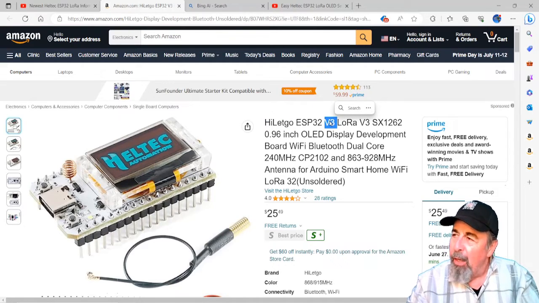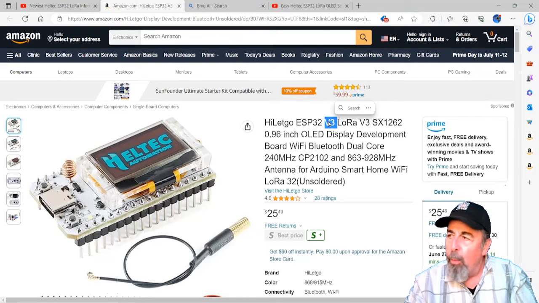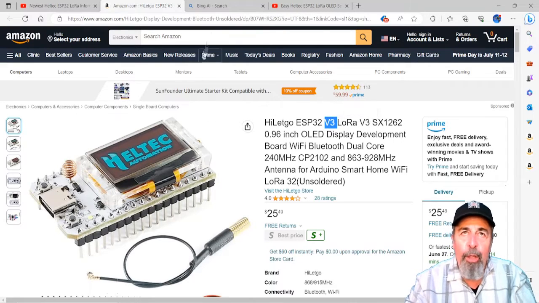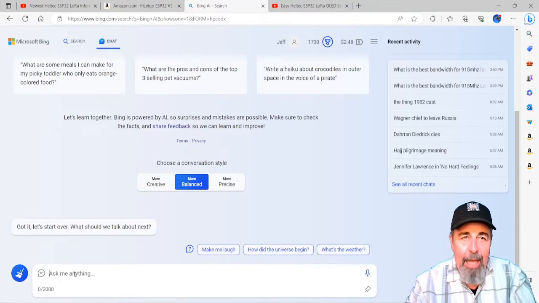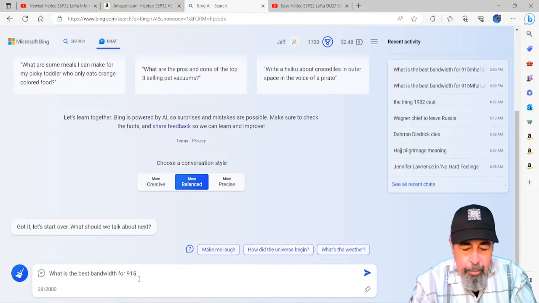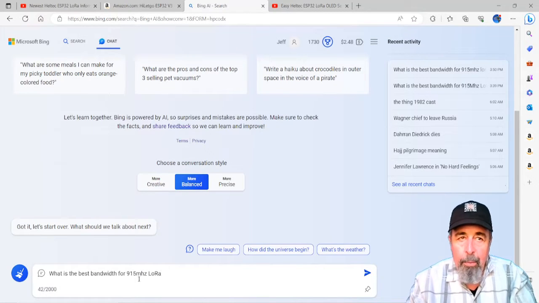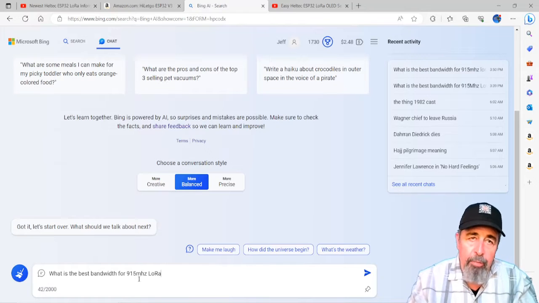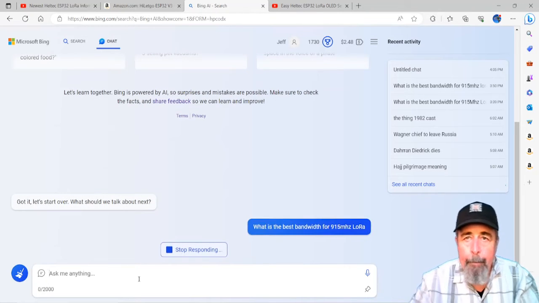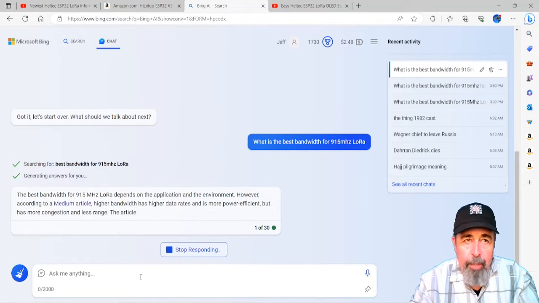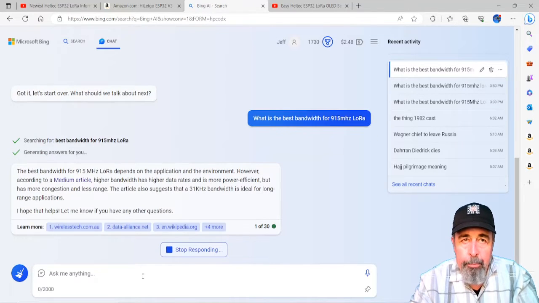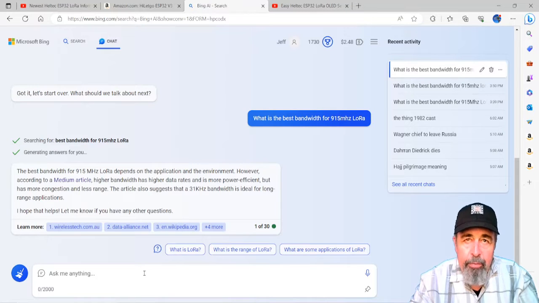And I'm making a video about that, and I'm wondering what's going to be the best bandwidth for the range? So let's go ahead and do a chat search here on Bing. Okay, what is the best bandwidth for 915 megahertz LoRa? It depends on the application and the environment. Higher bandwidth has higher data rates and is more power efficient, but has more congestion and less range.